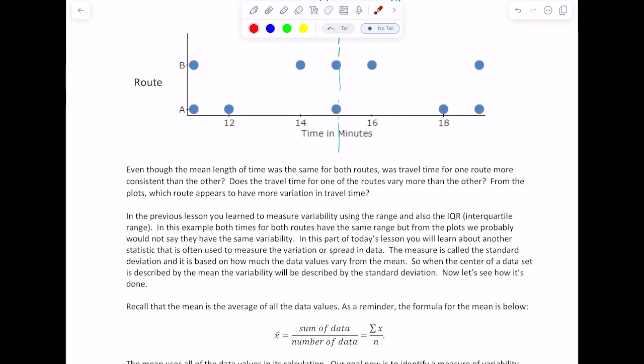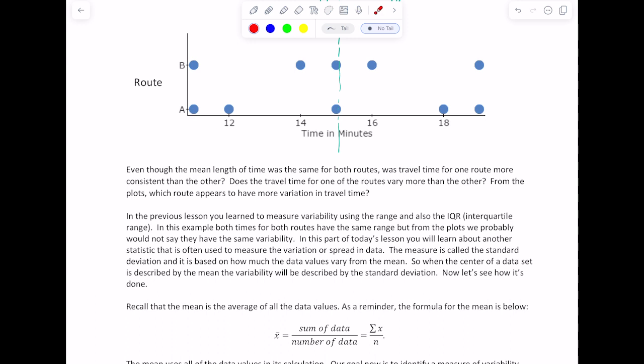So, in order to determine a statistic that's used to measure the variation or spread in the data that relates to the mean, we're going to look at something called the standard deviation. It's based on how much the data values vary from the mean. When the center of a data set is described by the mean, the variability will be described by the standard deviation. So the standard deviation and the mean go together.